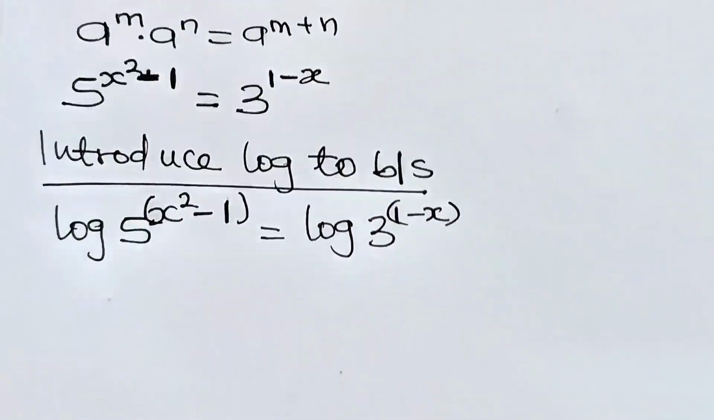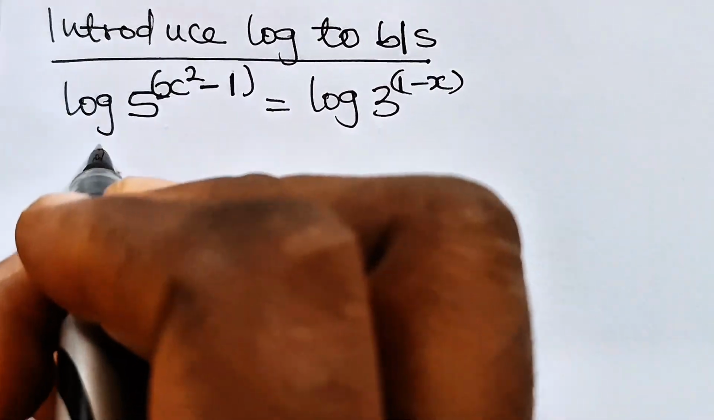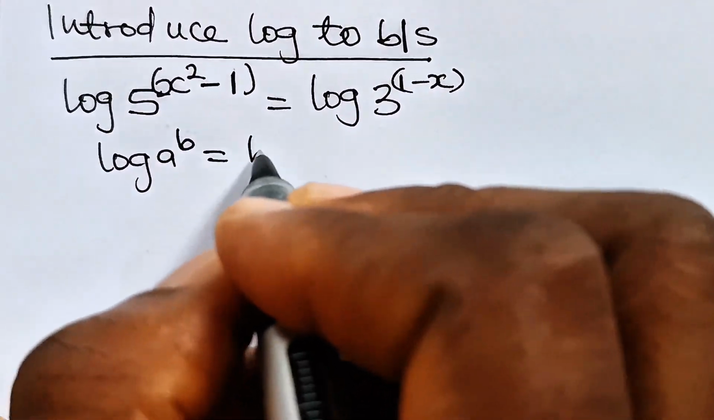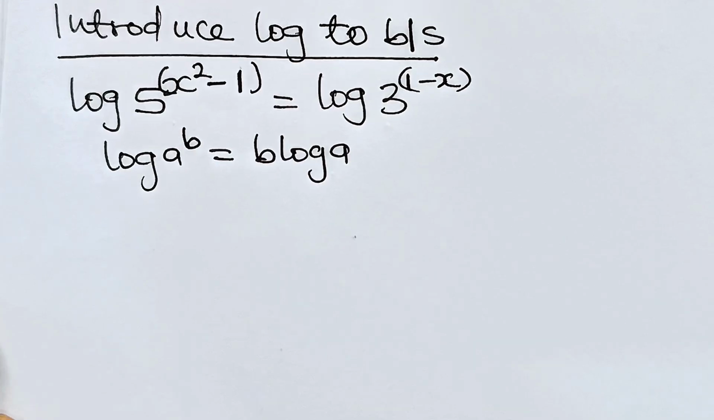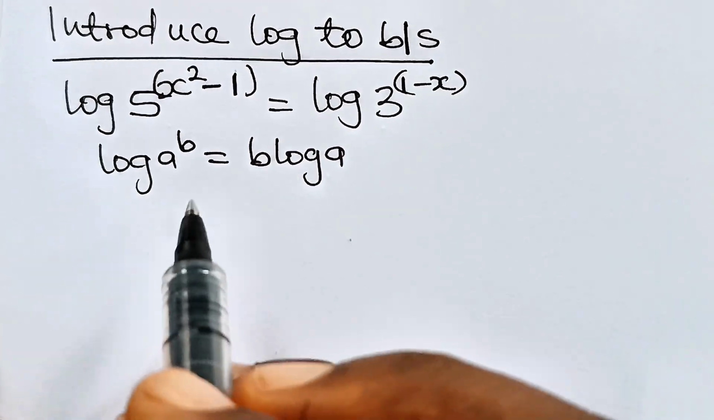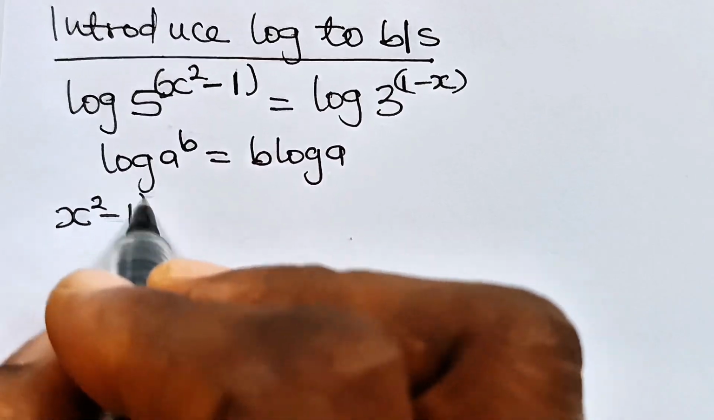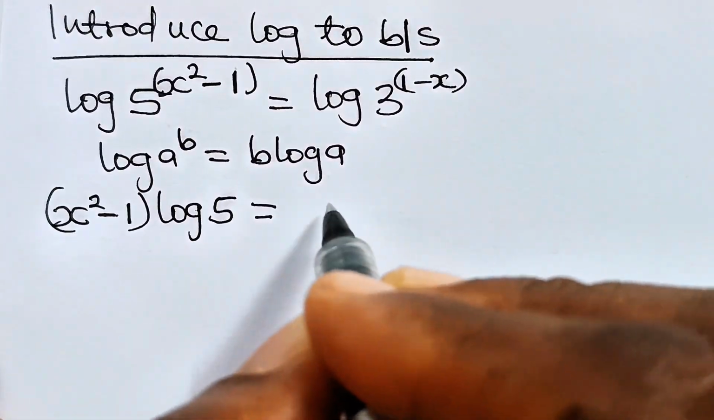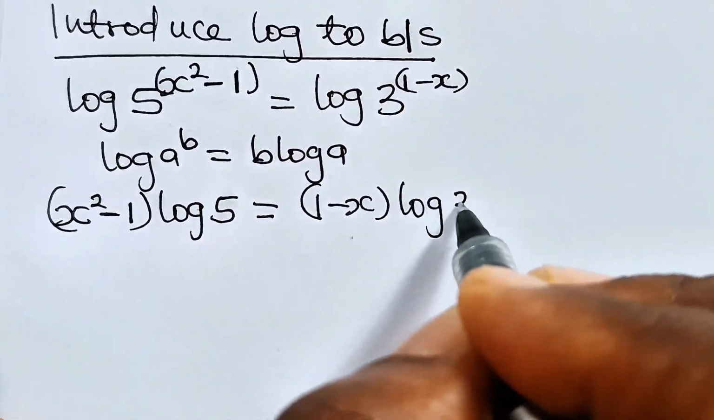Alright, now we continue. When you have log a raised to the power of b, it is actually equal to b multiplied by log a. So that means that this can be written as x squared minus 1 multiplied by log 5 is equal to 1 minus x multiplied by log 3.